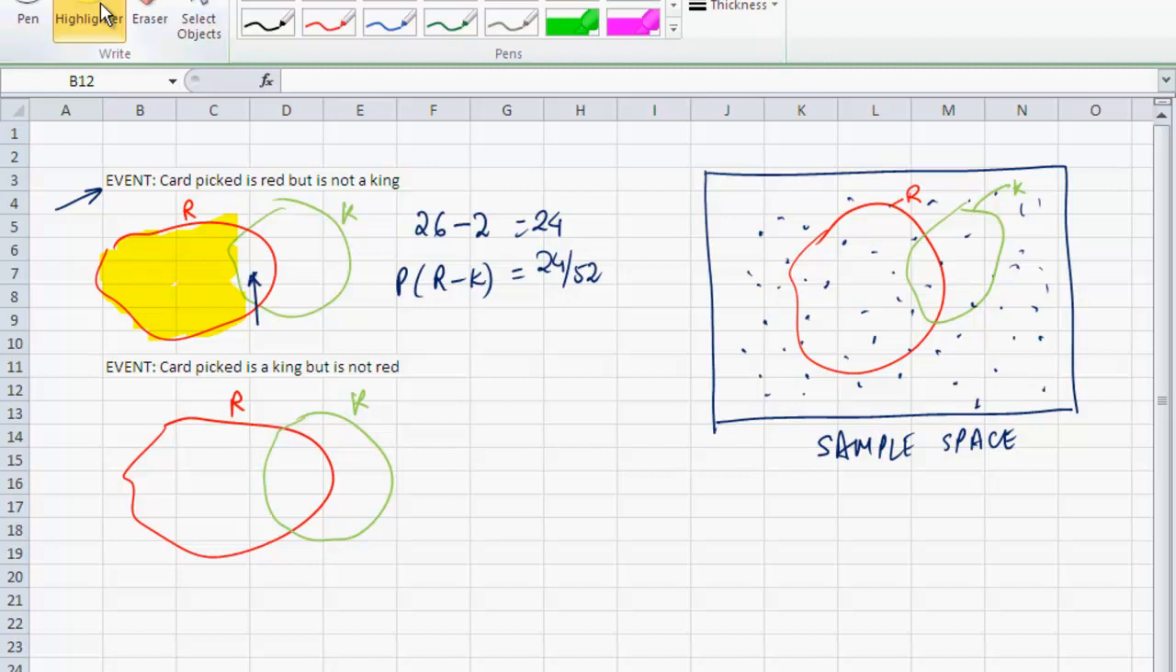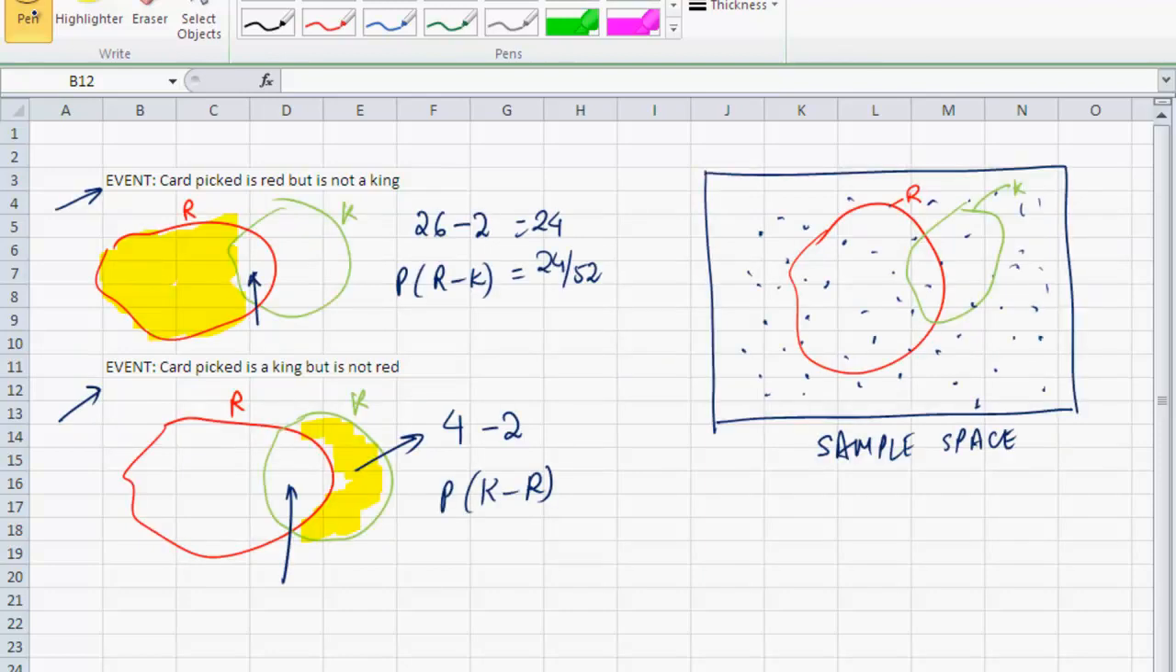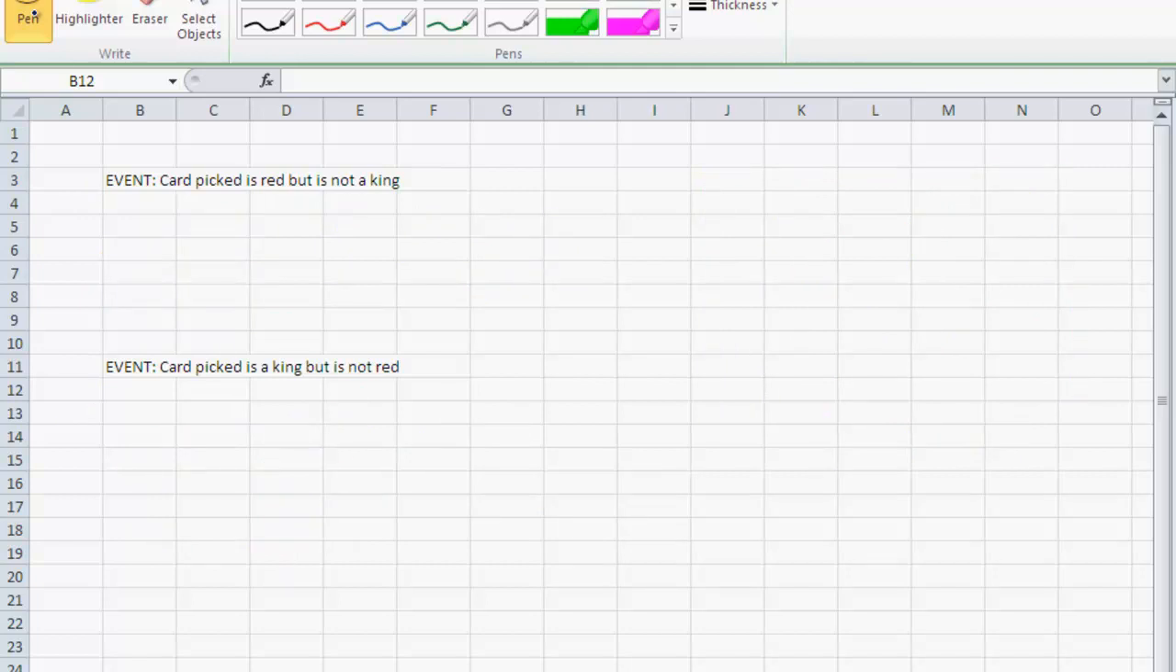Similarly, if we ask what is the likelihood that the card picked is a king but is not a red, then the set of outcomes that we are thinking about is the shaded portion over here. Okay, and I know that there are 4 outcomes in the shaded portion called K totally, and like before there are 2 outcomes in the intersection. Therefore, the portion shaded in yellow has 4 minus 2 outcomes. So the probability of K minus R, that is, the likelihood that the card picked is a king but is not red, is simply 2 divided by 52.